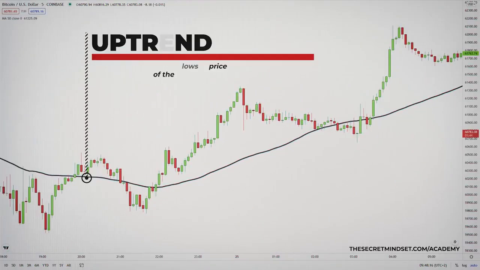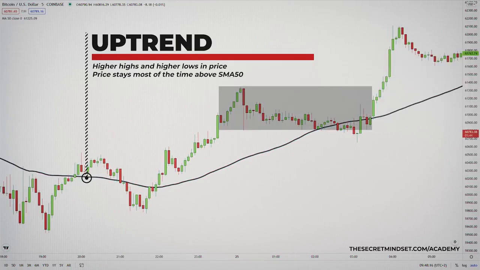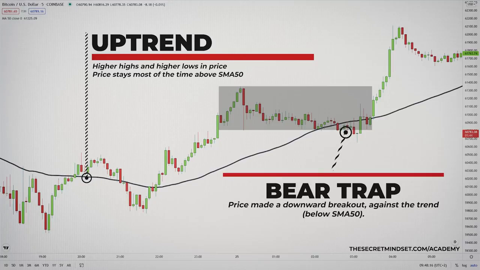The same pattern here, higher highs and higher lows, and the price made a downward breakout against the trend. When you fade the market, you have only one scenario in your head to go long, so you wait for price action to confirm or invalidate the bear trap.